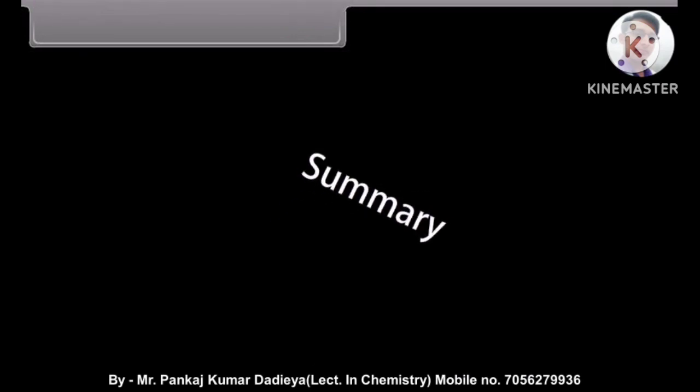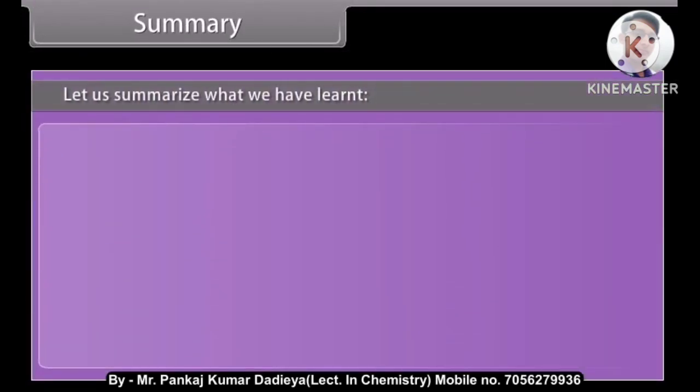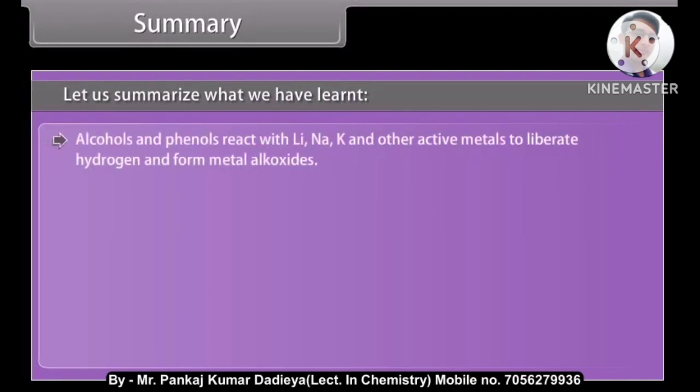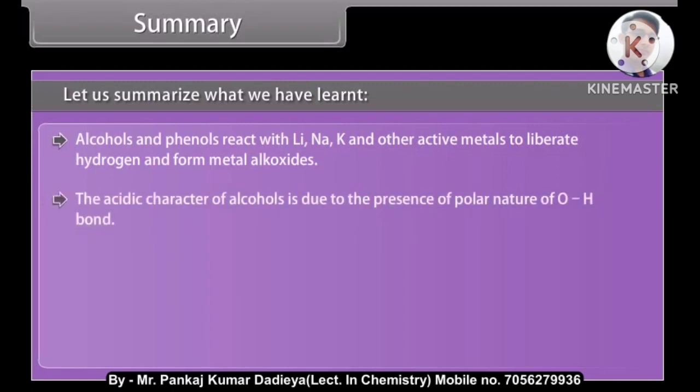Summary. Let us summarize what we have learned. Alcohols and phenols react with lithium, sodium, potassium, and other active metals to liberate hydrogen and form metal alkoxides. The acidic character of alcohols is due to the polar nature of the OH bond. Phenols are stronger acids than alcohols.